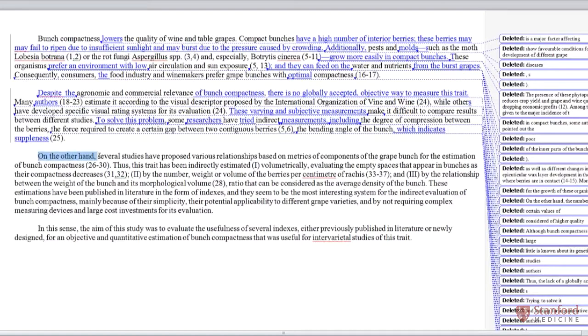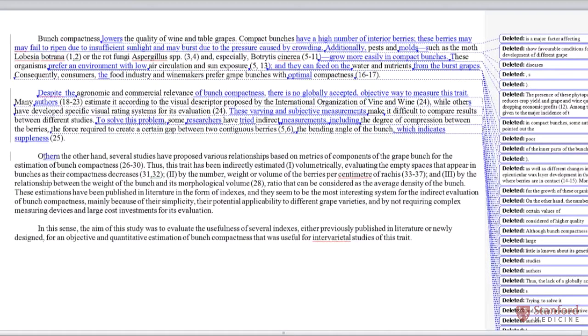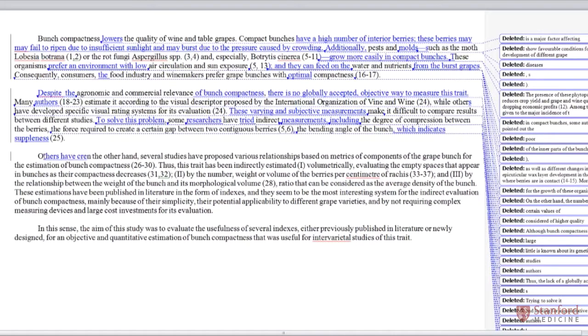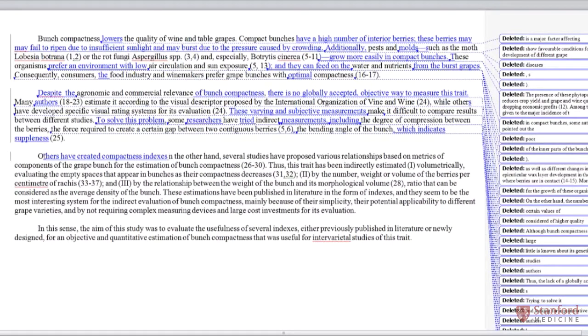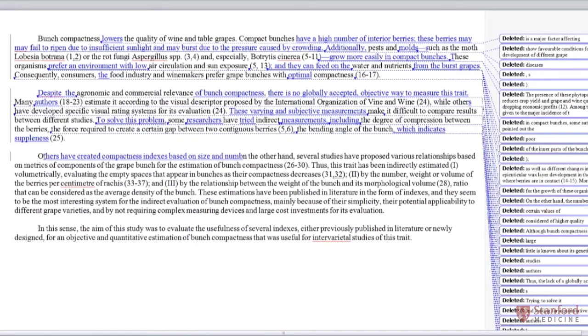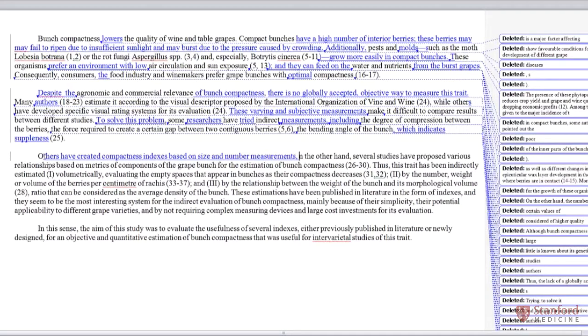So I changed this to this kind of introductory sentence to get across that idea. We know what's going on in this paragraph. Others have created compactness indexes, and I wanted to get the idea of the indexes up high in this paragraph. It's kind of buried in there right now. Based on size and number measurements. And then I thought we could just jump right into what those measurements are.